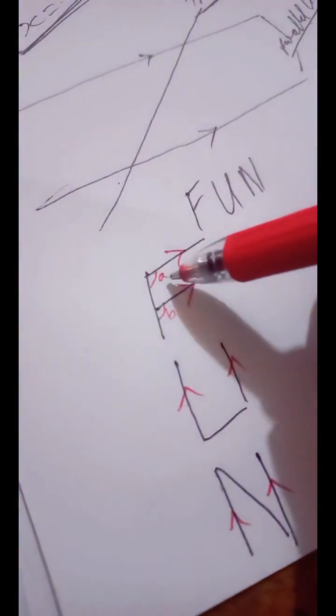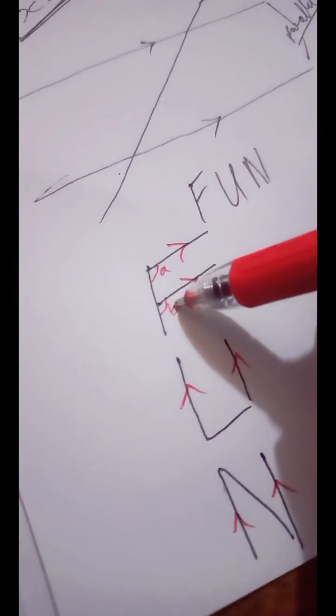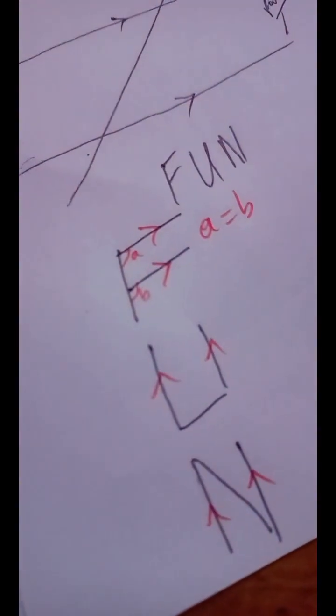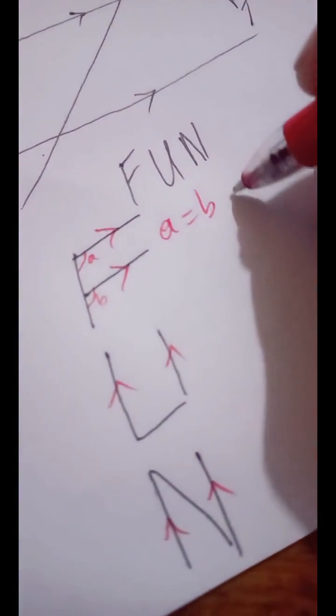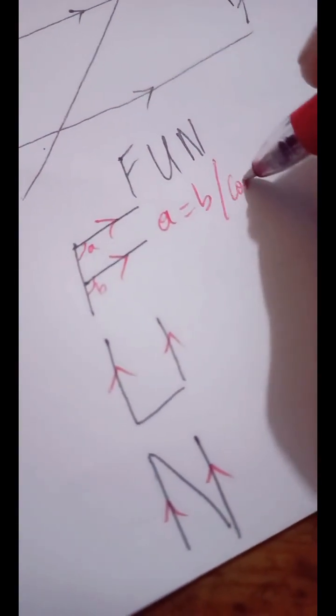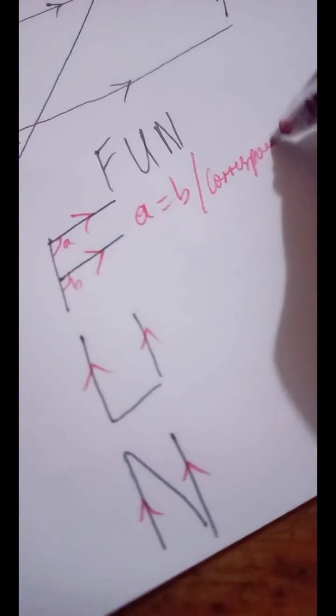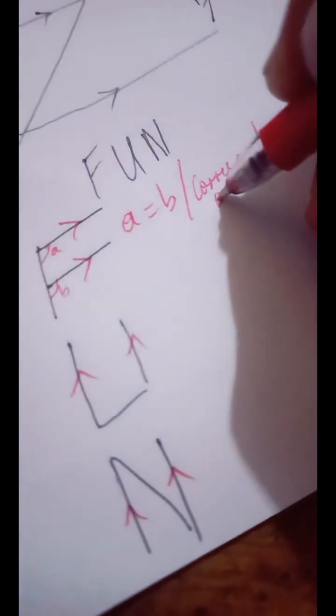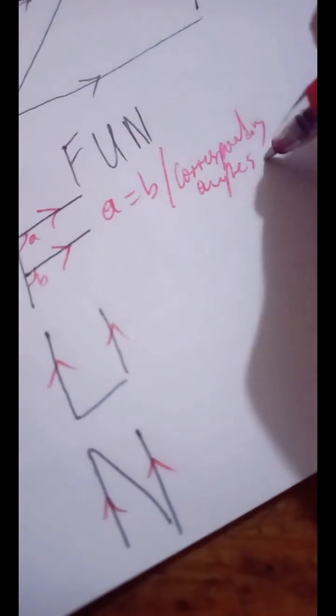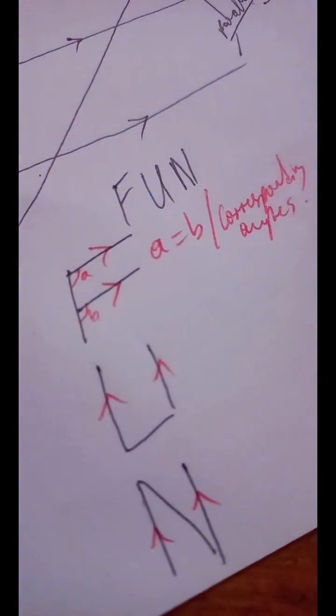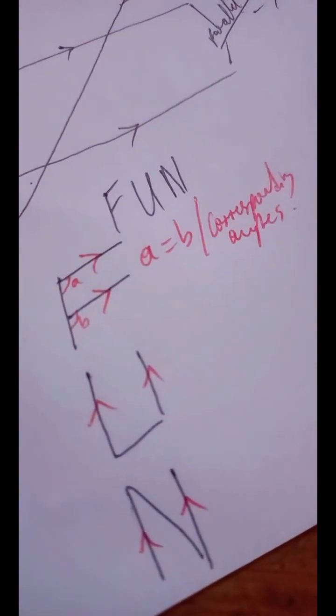So angle A and angle B, they are equal. Angle A is equal to angle B. These ones, we call them corresponding angles.